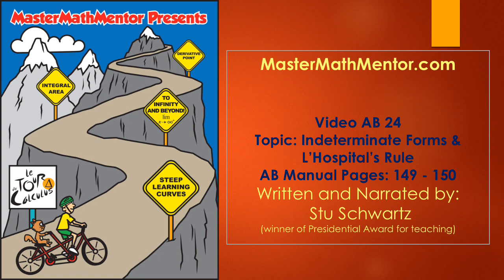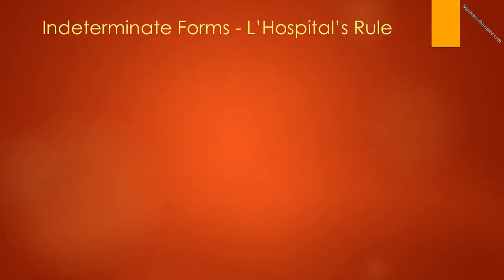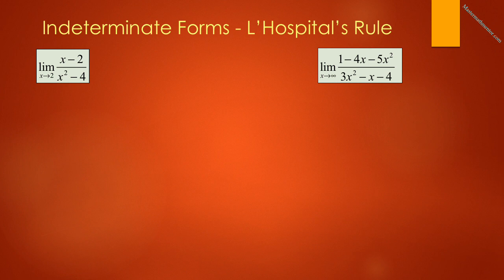This is video AB24. The topic is Indeterminate Forms and L'Hospital's Rule. It covers the AB manuals, pages 149 and 150. As we conclude the first half of this course, let's return to where our study of calculus began: limits.